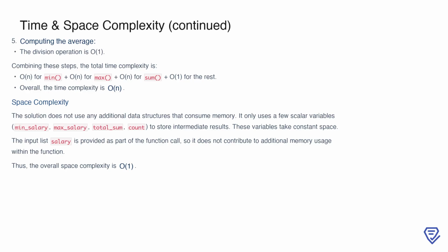Shifting attention to space complexity, the solution does not require any additional data structures. It only uses a few scalar variables like min_salary, max_salary, total_sum, and count, all of which occupy constant space. The input list salary is already provided as part of the function call, so no extra memory is allocated for it. Therefore, the space complexity is consistently O(1), regardless of the size of the input.